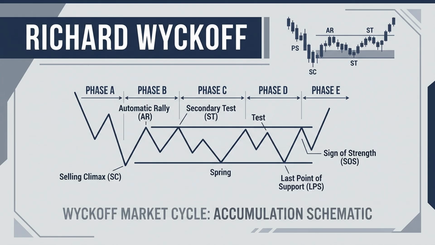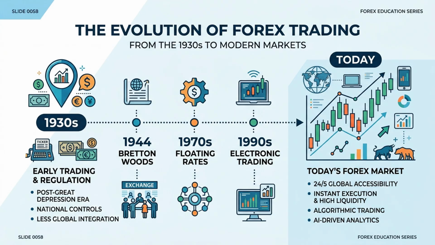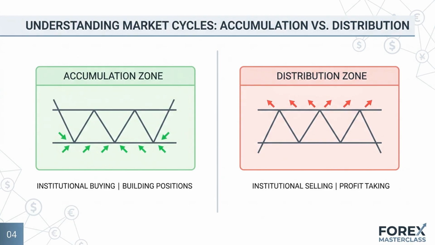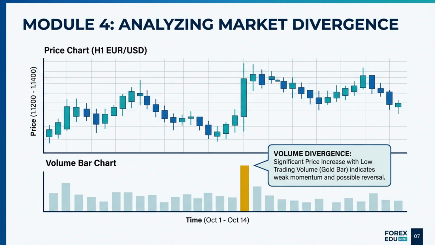Richard Wyckoff figured this out almost a century ago, long before order blocks had a name. He called the driving force behind these moves the composite operator, a theoretical single mind behind accumulation and distribution. Wyckoff watched volume and price together and noticed something traders still miss today.